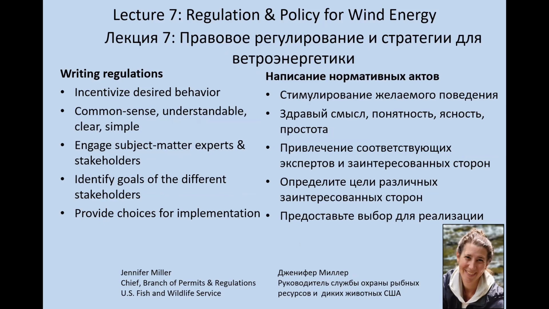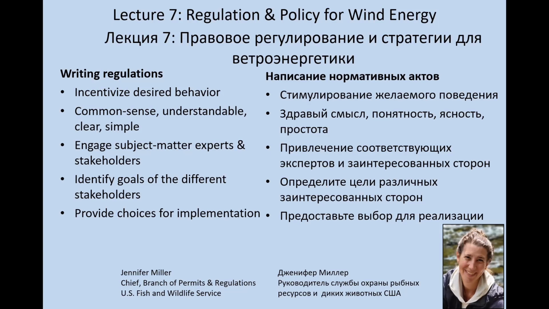The most important one is that you want to incentivize a desired behavior. So if you want people to reduce the number of fatalities for eagles or for bats, you need to develop regulations that encourage them, that make them want to reduce those numbers of fatalities. Regulations work best when they're common sense, they're clear, they're understandable, and they're simple. That's really an important thing. A very complicated regulation, it's difficult for people to follow.